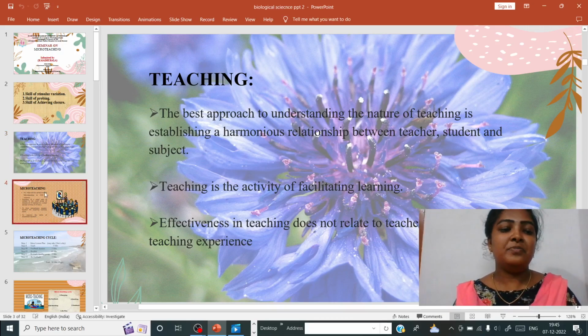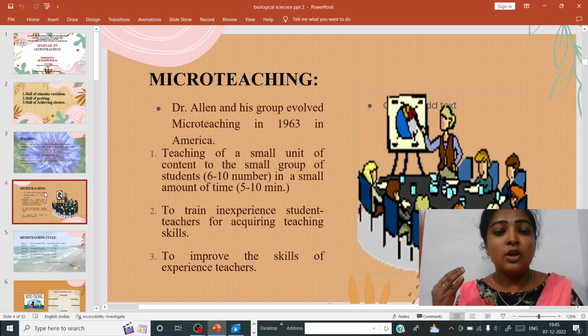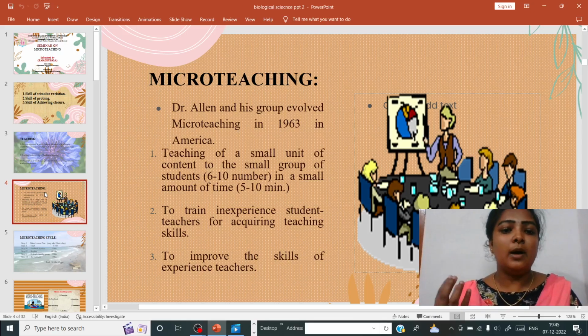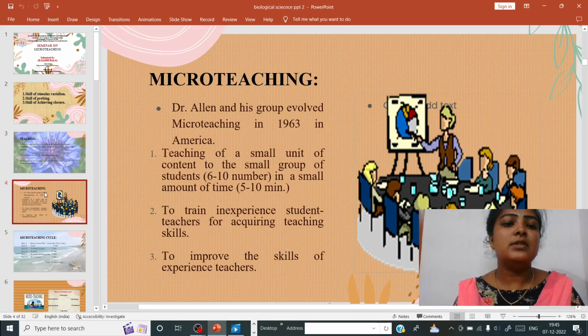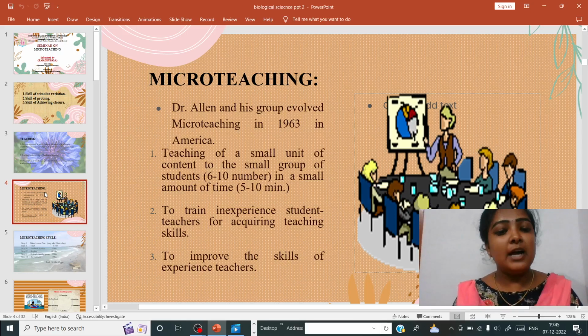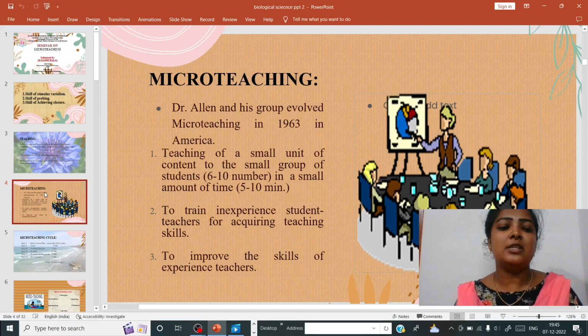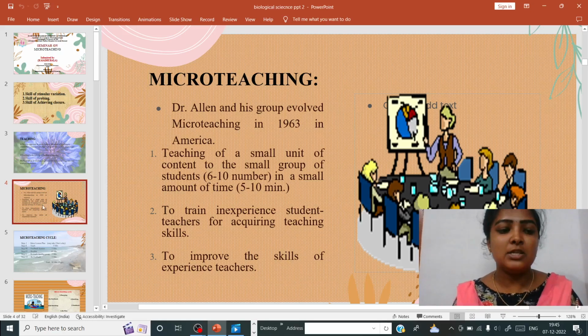Micro teaching is a small unit of content delivered to a small group of students in a small amount of time. It was first discovered by Dr. Allen and his group, who evolved micro teaching in 1963 at Stanford University in America. It is used to train inexperienced students as well as teachers in teaching skills, and also to improve the skills of experienced teachers.